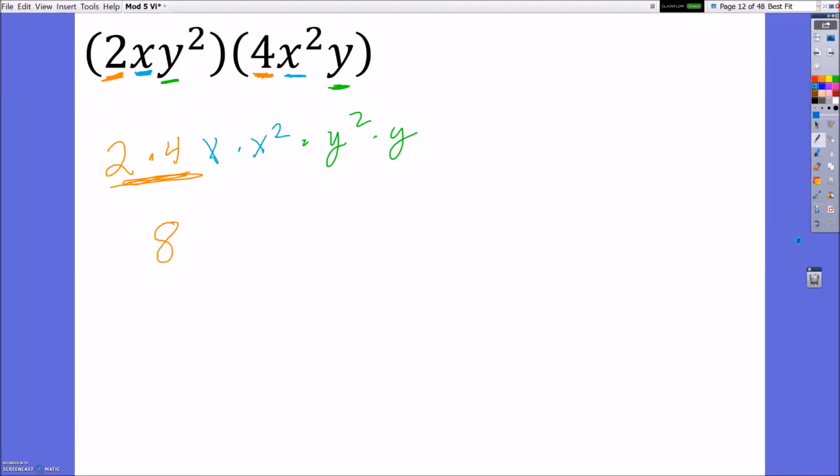And then now we go to the exponent rules. This x doesn't have an exponent that's visible. It's invisible, and there's an imaginary 1 right there. So x to the first power times x to the second power is going to give me x to the third power. And finally, we're going to do the same. This y has an invisible 1 right here. And y to the second times y is just going to be y to the third as well. And this is my final answer here.